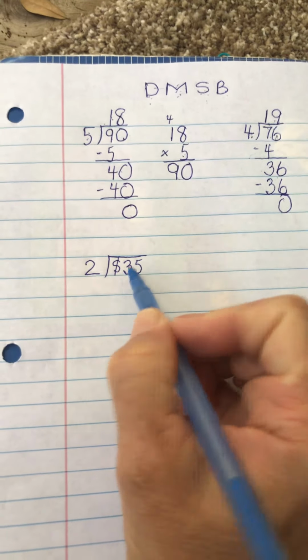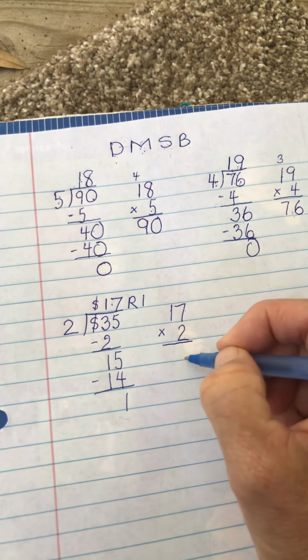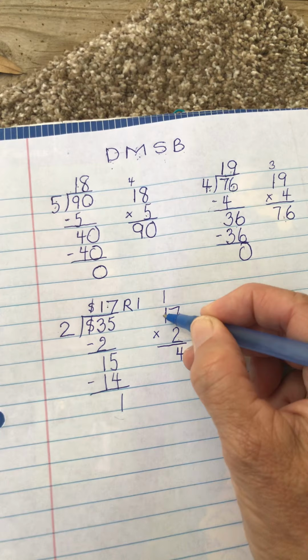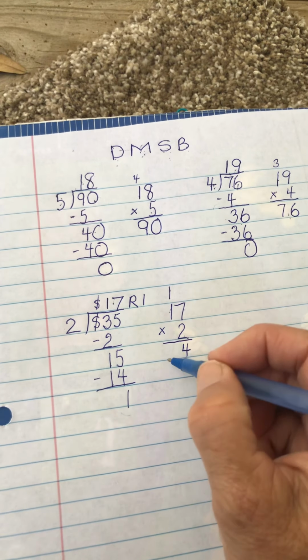So 2 people sharing $35 would each get $17, all right, with $1 left over, and that's what would happen, okay? And so what we're going to do now is check to make sure that we got that right. And here's how you do that. You're still going to multiply these two. Watch. 17 times 2. Okay, so 2 times 7 is 14. Write your 4, carry your 1. 2 times 1 is 2, plus 1 more makes 3.